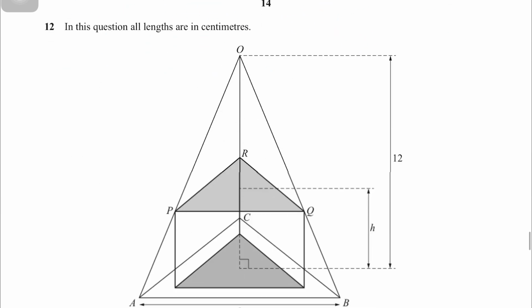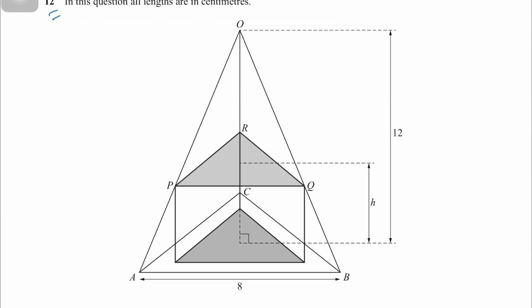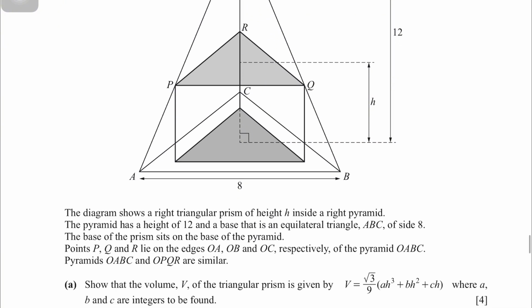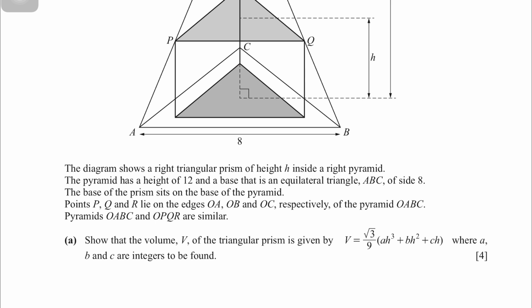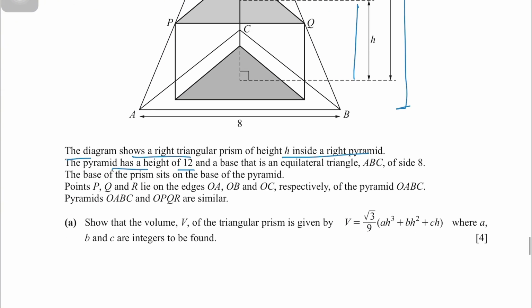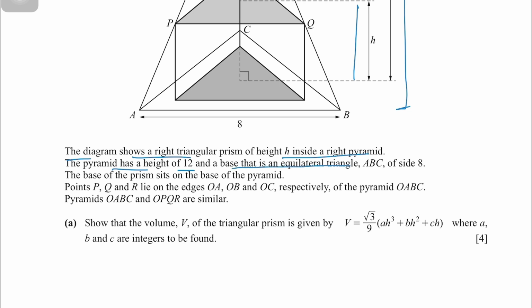Now moving on, this is a pretty difficult question. It is a similarity question basically. The diagram shows a right triangular prism of height h inside a right pyramid. The pyramid has a height of 12, and the base is an equilateral triangle. This ACB is an equilateral triangle, and this is basically 8, so this is 8 and this is 8 as well.